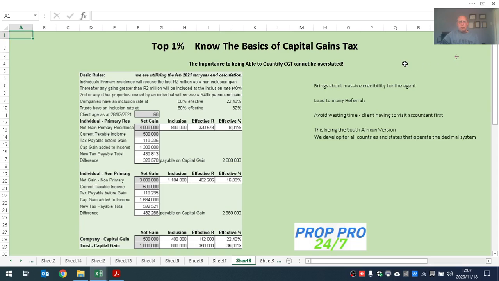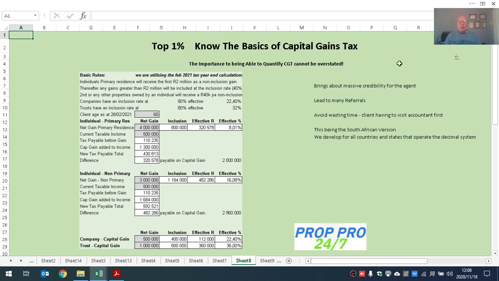We've moved now to the last piece of information that is necessary for you to perform at the top 1%, and that is know the basics of capital gains tax. Now, the basics are quite simple. We all know that there's a 2 million non-inclusion 2020 for South Africans on their primary residence, and the 40% inclusion rate on the net gains, etc.